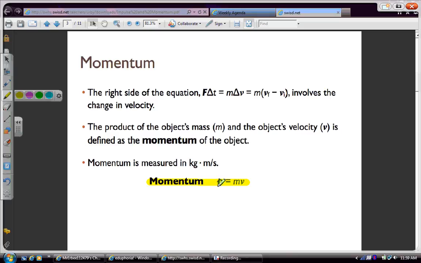You'll notice that they have a lowercase p here. They use a lowercase p because they can't use another m, because we're using m for mass. We couldn't say m equals mv, so instead we have a lowercase p. So this is the equation for momentum.